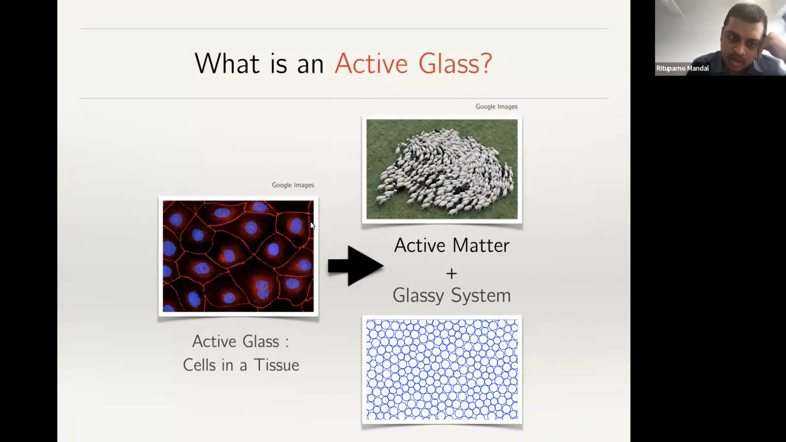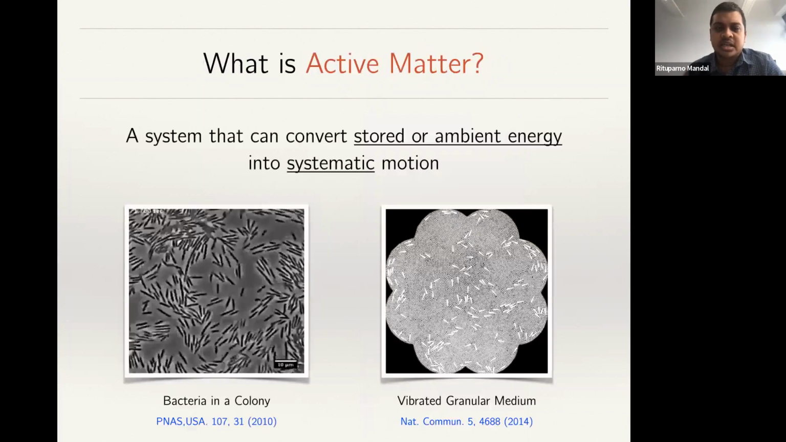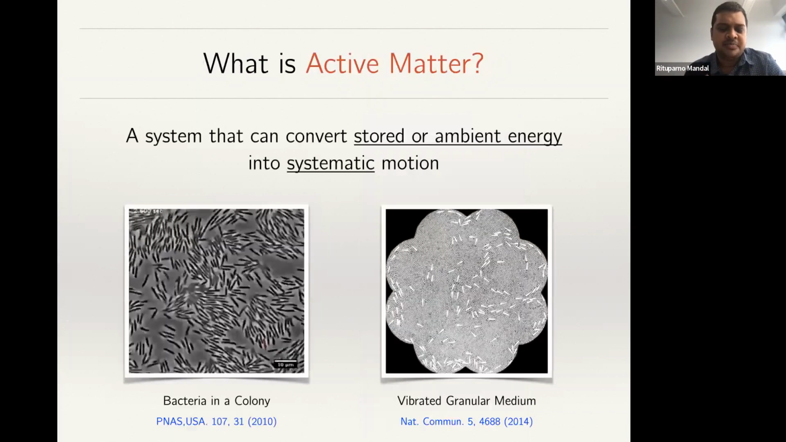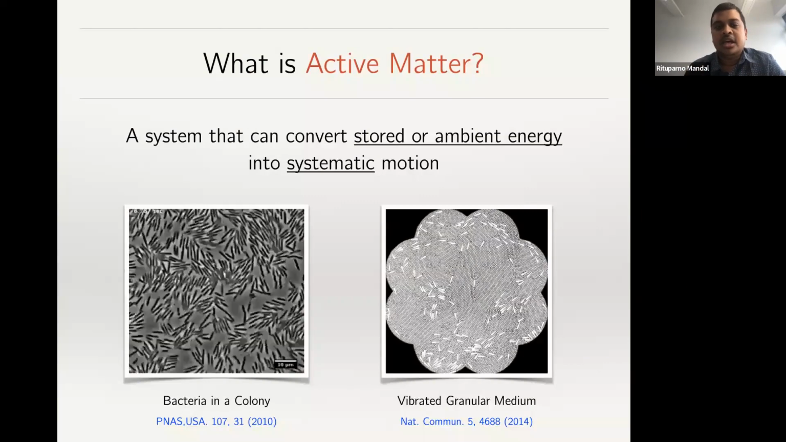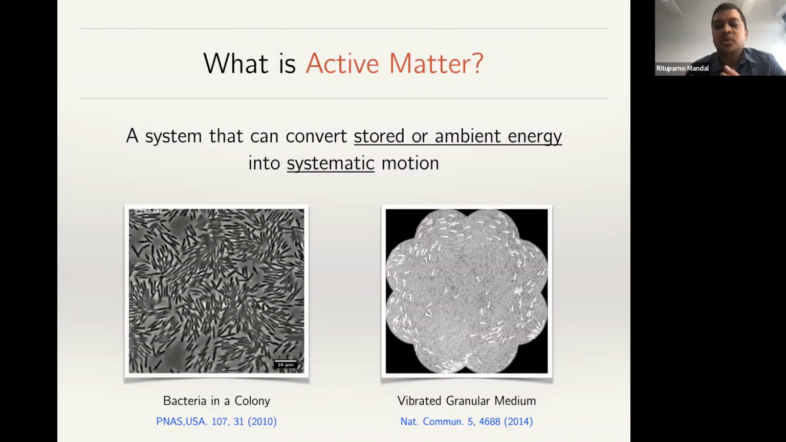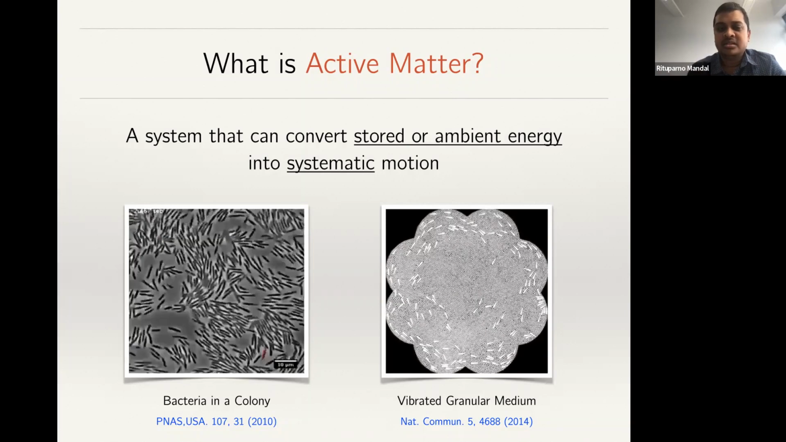Now, before I move on to our discussion on active glasses, I also want to briefly mention what I mean by an active matter system and what a glassy system is. So active matter is essentially a simplified and idealized version of living matter. It's a system that can use stored or ambient energy to create systematic motion.